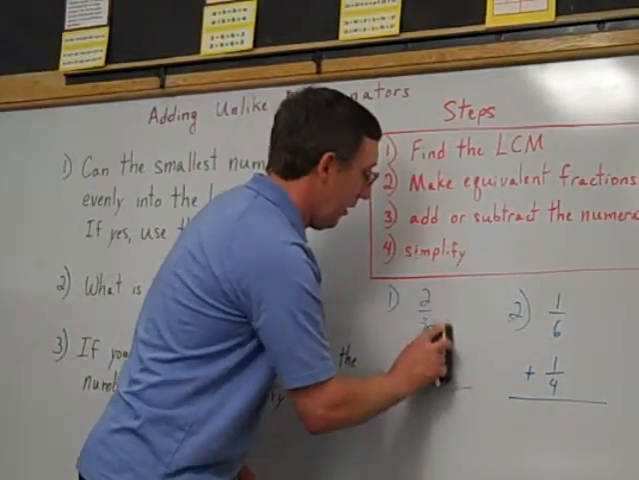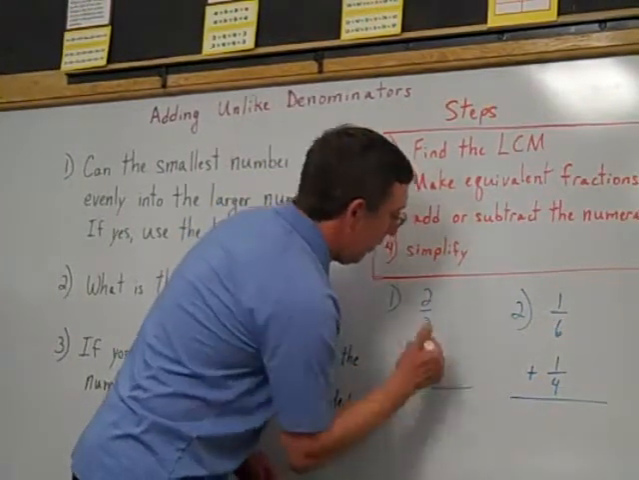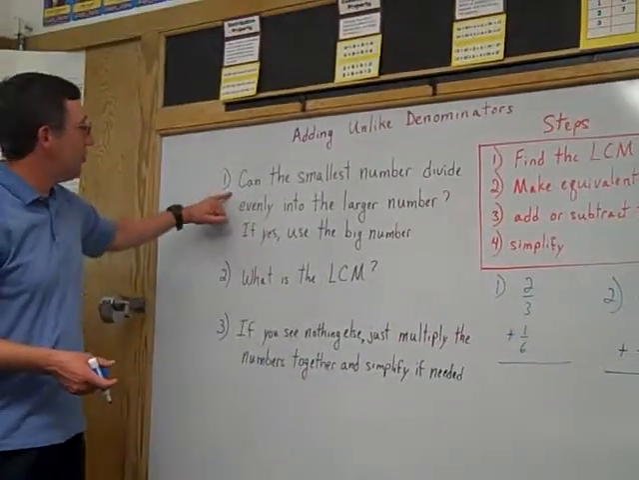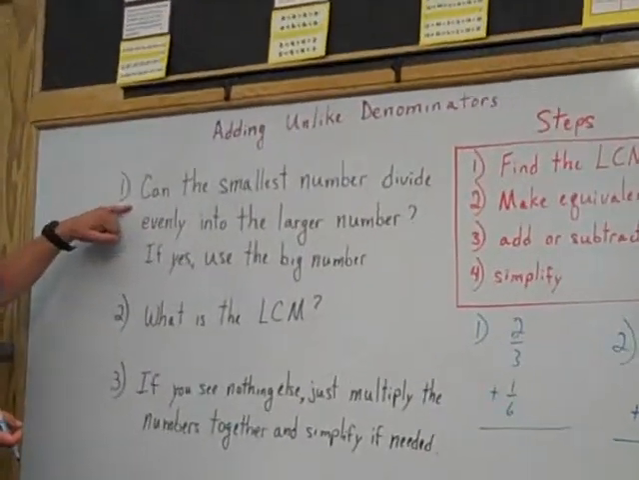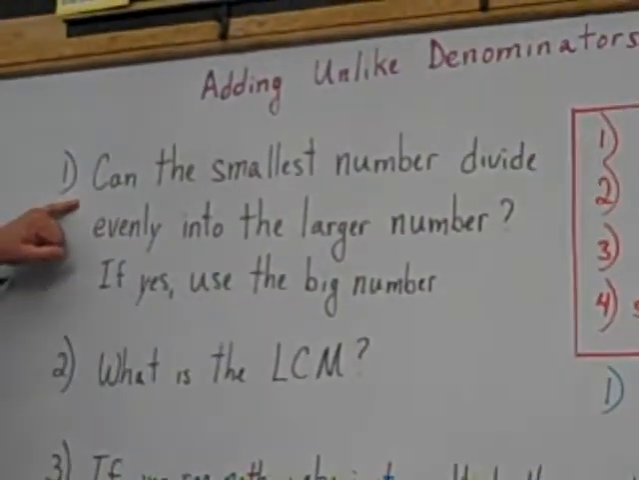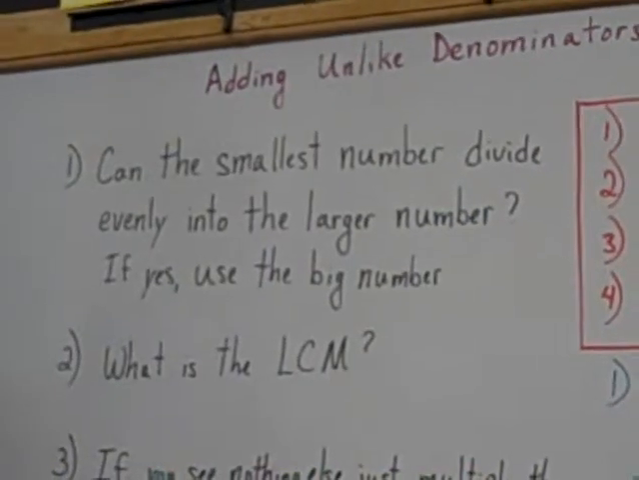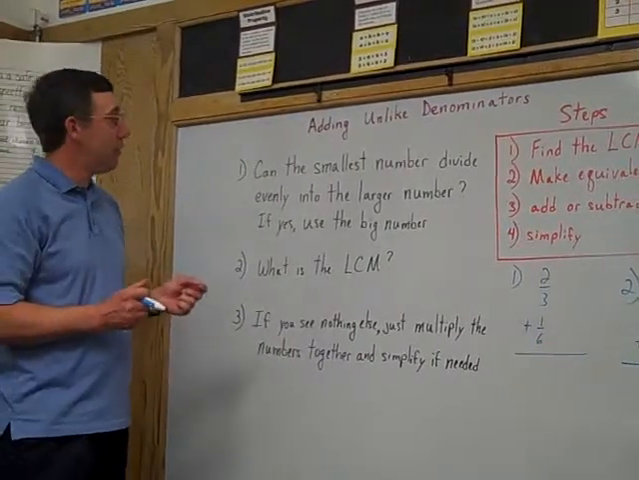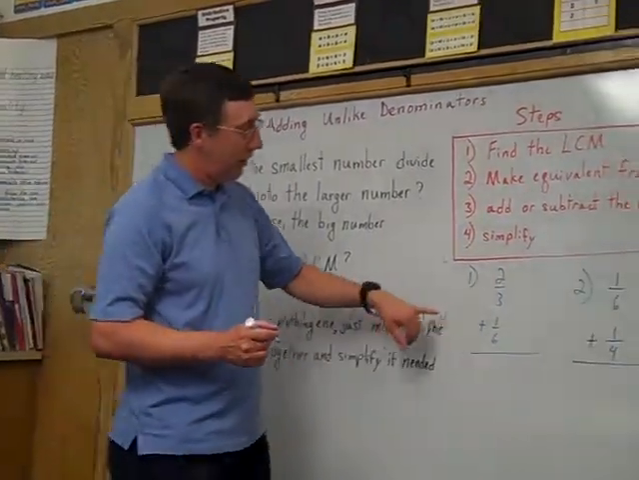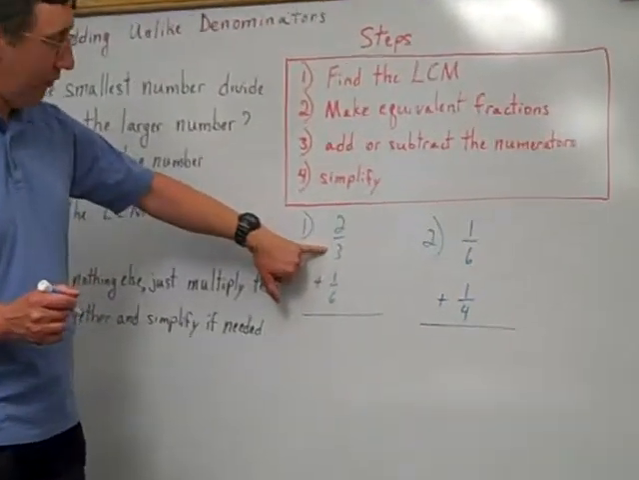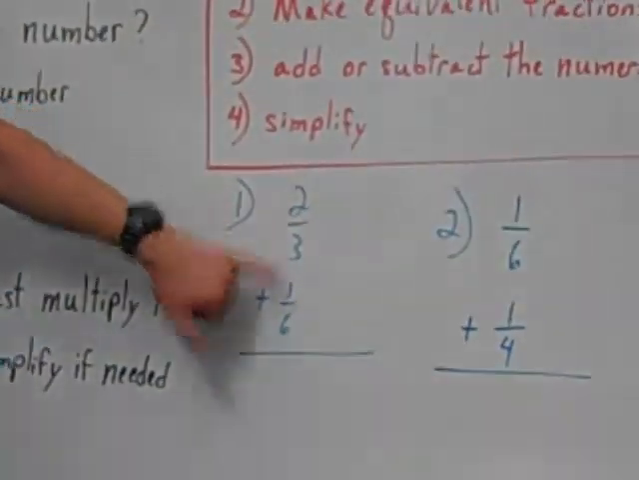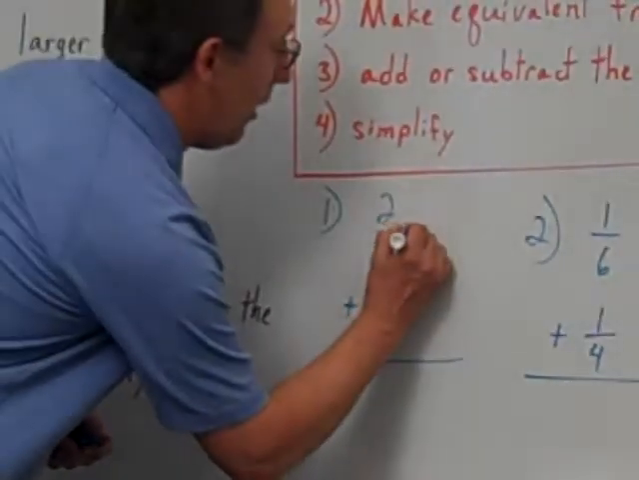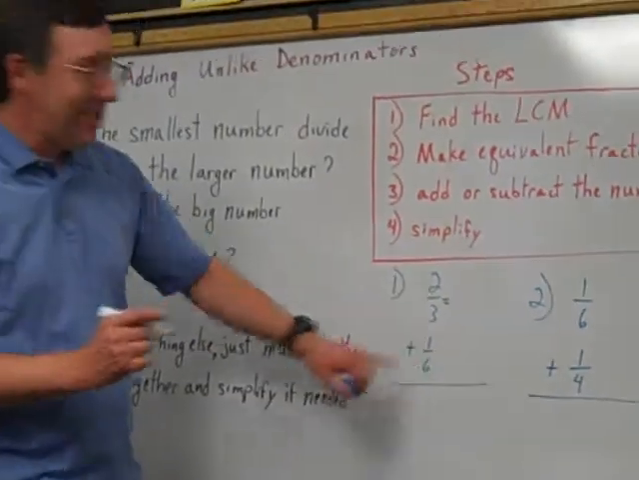Now, let's go over some rules that I teach my kids when adding or subtracting unlike denominators. The first rule is, can the smallest number divide evenly into the larger number? So I want to ask myself, can my small denominator, because they're two different numbers, can my small denominator go into the larger one? So if you look over here at the one we did first, I ask myself, can the 3 go into the 6? And it can. So I now use the 6.